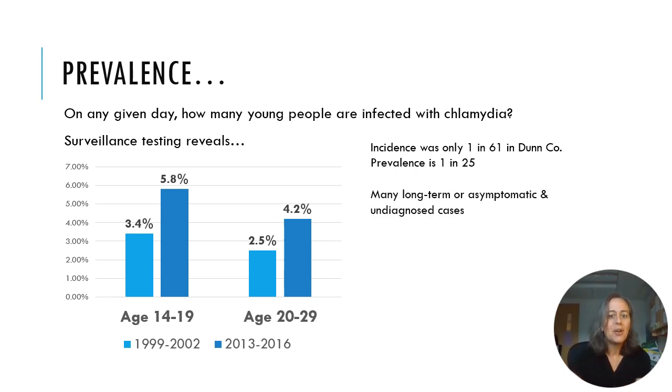Okay. So we have lots of long-term cases and asymptomatic and undiagnosed cases. Chlamydia often doesn't cause symptoms, so you don't know that anything is up, so you don't go and get tested, and therefore you can give it to lots of other people. It's a very successful strategy for a germ. Okay, so that is prevalence, going out and seeing exactly how many people are infected or affected by a certain health condition in this certain period of time.